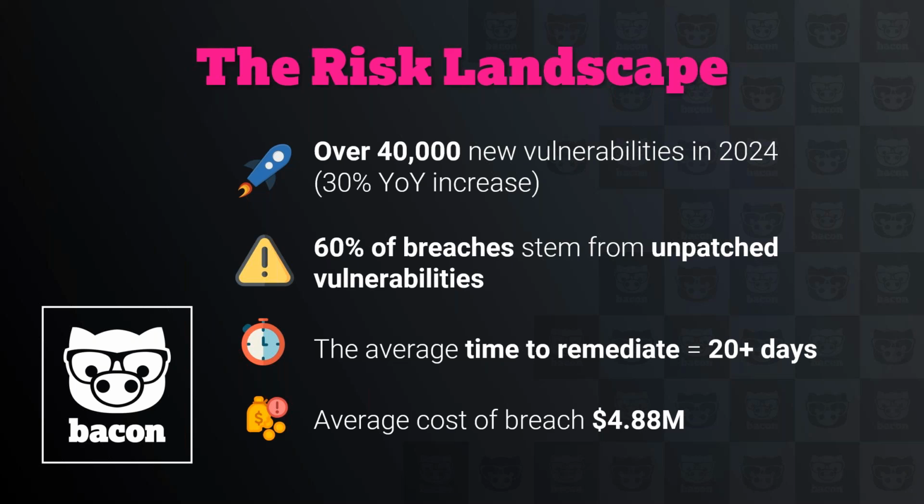So that's what we want to talk about. And it's a good thing to understand here that there were 40,000 new vulnerabilities in 2024, a huge 30% increase. And 60% of breaches actually stem from vulnerabilities being unpatched. So you're like, I've already got antivirus and a firewall. How come I also have to do all of this? Well, you do. So I'm sorry, I didn't make this up.